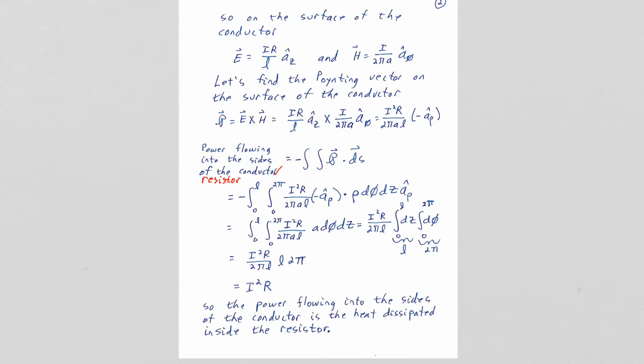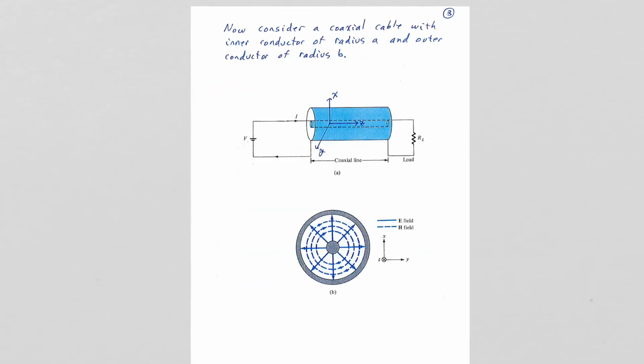Minus the integral over the surface of our resistor of the Poynting vector dotted with the outward surface differential will give us the power flowing into the sides of our resistor. The result of that integration is I squared R. So Poynting's vector tells us that the power flowing into the resistor is the power lost in the resistor. Let's now look at what the Poynting vector tells us about power flowing from a source to a load.